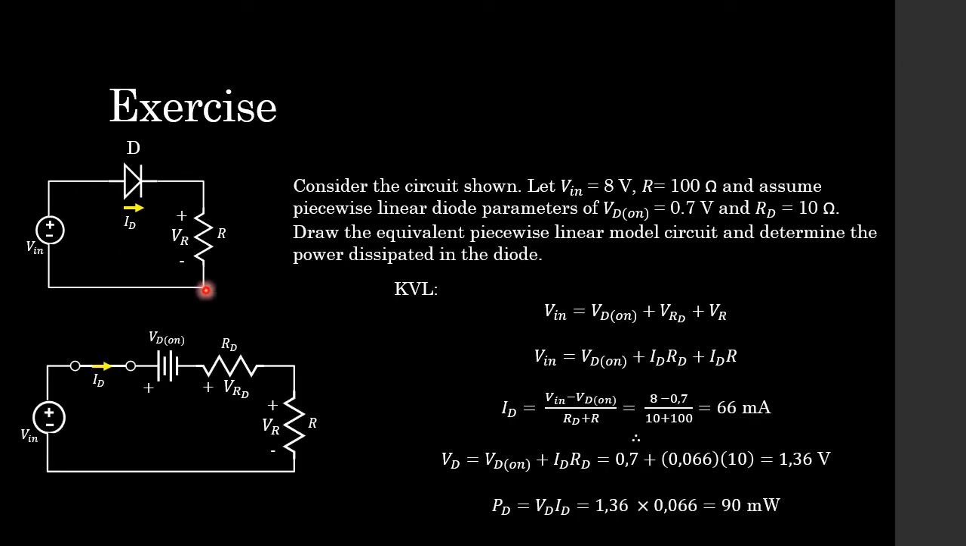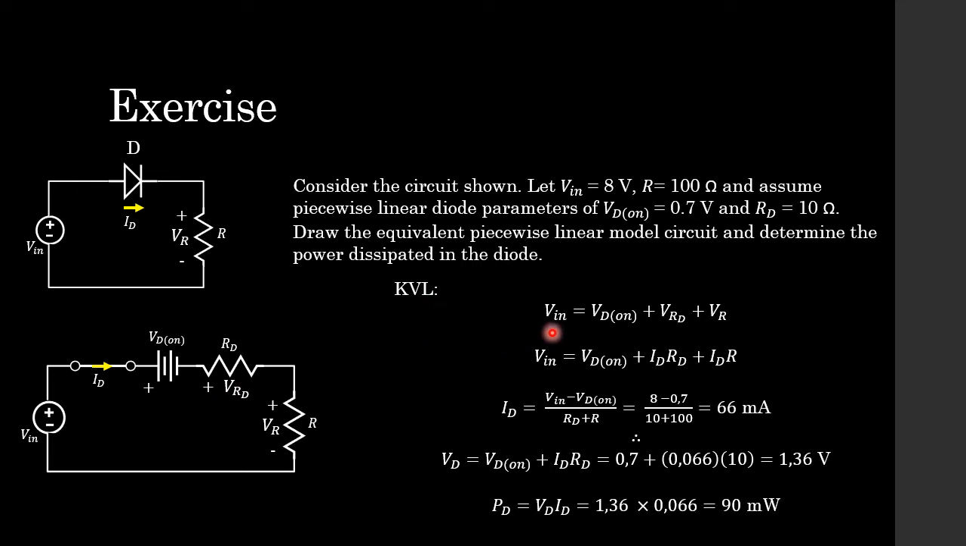So first off, the equivalent piecewise linear model circuit. We see that our diode is in the forward biasing condition because the positive terminal of the battery is connected to the anode. So we replace this diode circuit element with a closed switch in series with our diode on voltage, represented by the source, in series with this resistor for our diode resistance, and we can now perform a KVL in this nice circuit that we see here.